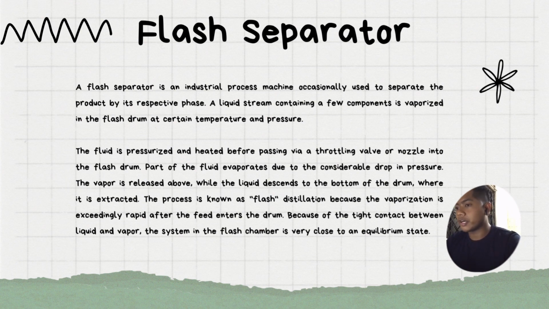The fluid is pressurized and heated before passing via a throttling device or nozzle into the flash drum. A part of the fluid evaporates due to the considerable drop in pressure. The vapor is released above, while the liquid descends to the bottom of the drum, where it is extracted. The process is known as flash distillation because the vaporization is exceedingly rapid after the feed enters the drum. Because of the tight contact between liquid and vapor, the system in the flash chamber is very close to an equilibrium state.